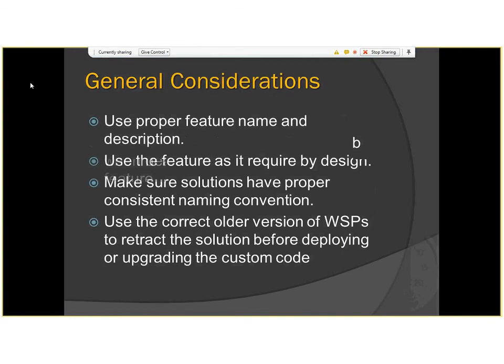For the general considerations, always use a proper feature name and description. Why use a proper feature name and description? Because the feature name and the description are available on your site collection features or your site features, depending on the scope of your feature, and then you define the name and the description. So it is better to provide a proper feature name and description for your feature.